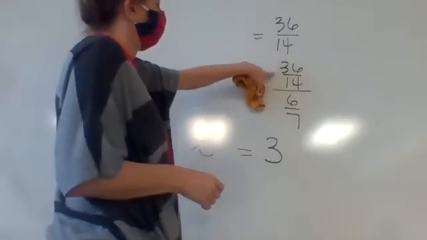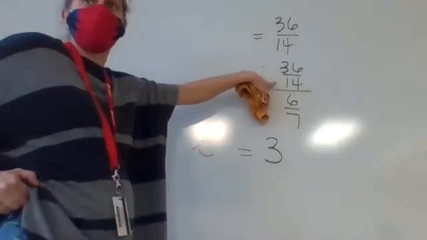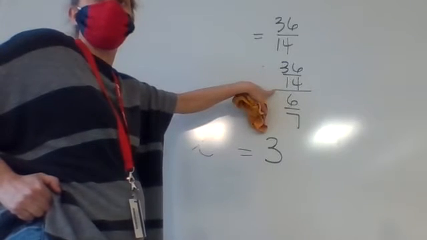So you did open parentheses, 36 divided by 14, close parentheses. I got a 3. What's wrong, y'all?